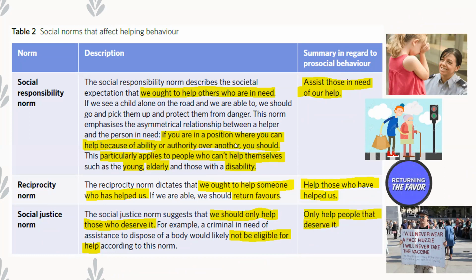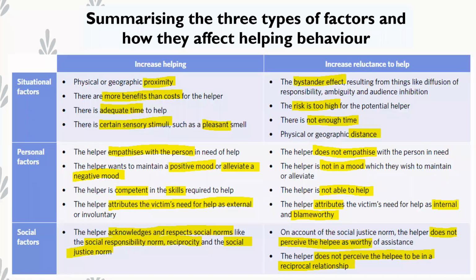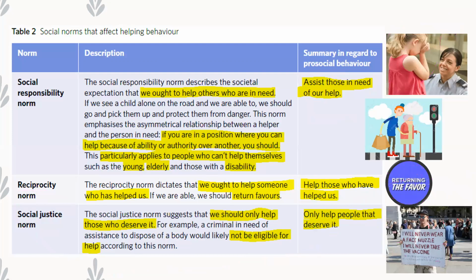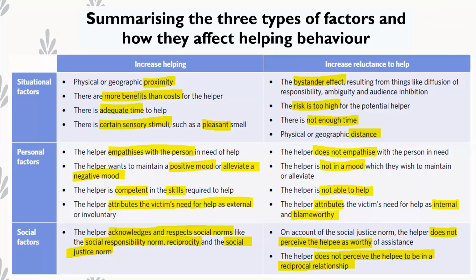So these are all the factors, again, taken from your book, basically summarizing the slides. Look, if you're studying for the SAC and you're doing some last minute revision and you literally cannot be bothered going through all the previous slides, at least go through this one. This is the basic of the basic summary of how these factors can influence our helping or not helping. So reluctance to help is not helping. Increased helping is when you do help.